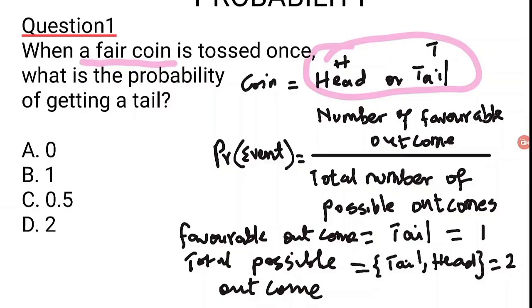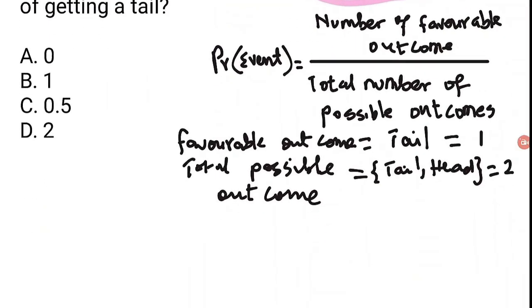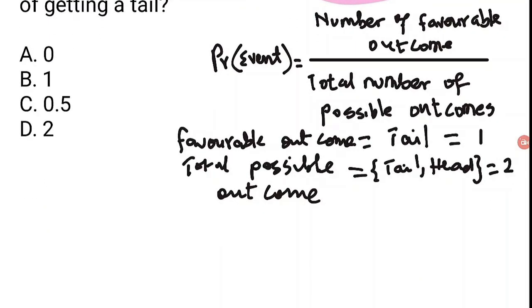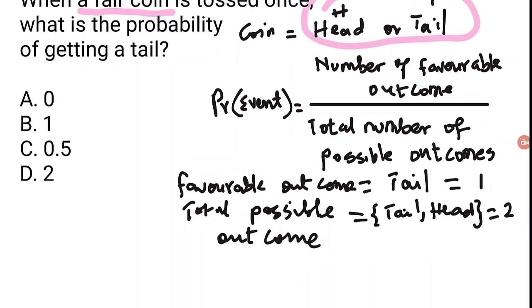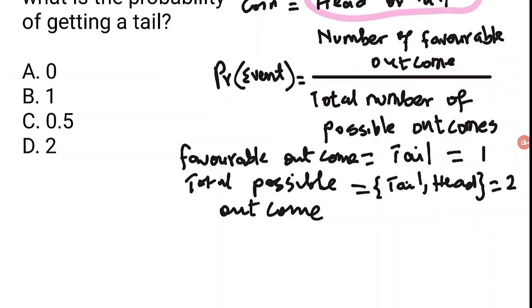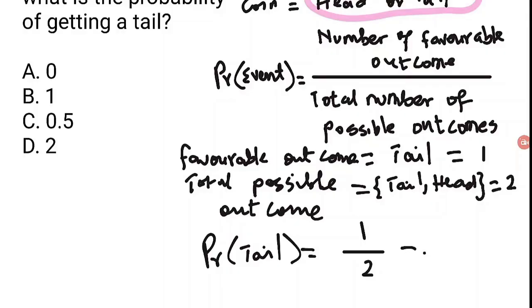So now what we are actually looking for is the probability of getting a tail. So the probability of having a tail is now going to be 1, which is the favorable outcome, divided by the total possible outcome, which is 2. So we are going to have our answer to be 1/2. And 1/2 is the same thing as 0.5 in decimal. So we have the option C to be the solution to the problem.